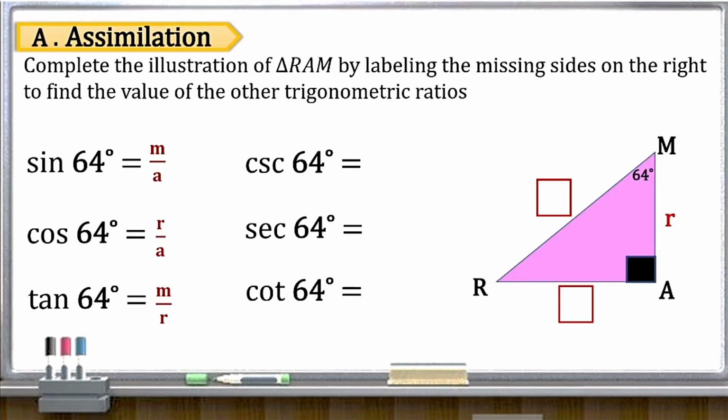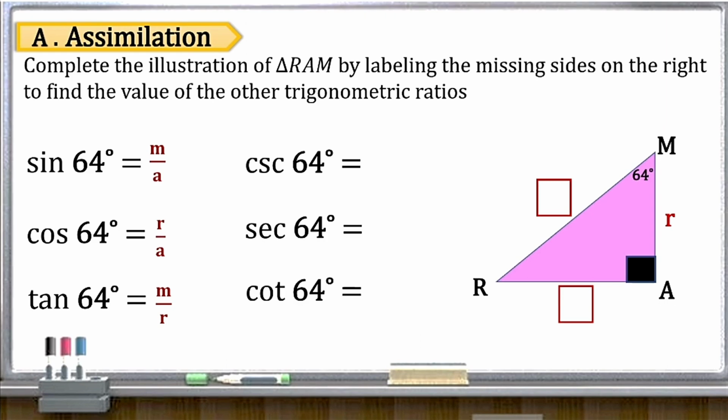At this moment, naniniwala ako na kaya nyo nang sagutan ang learning task number 1 and learning task number 2. Pati na rin itong assimilation. At maya-maya naman, class, ay ang assessment. Pero bago yan, class, dito sa assimilation, kung mapapansin nyo, wala na yung symbol natin na theta. Dahil given na, class, mismo dito yung angle, which is 64 degree. At yan na yung ating magiging reference angle.